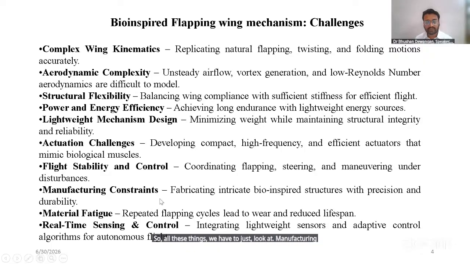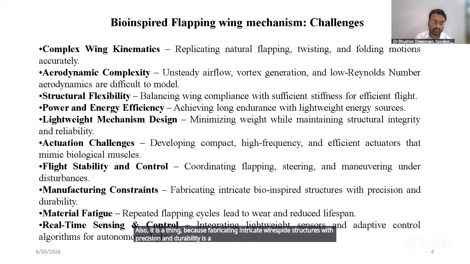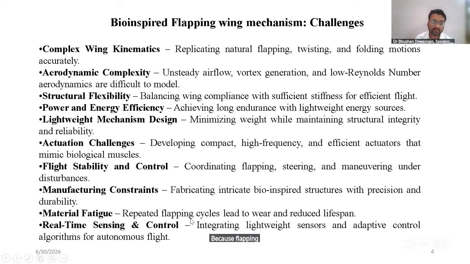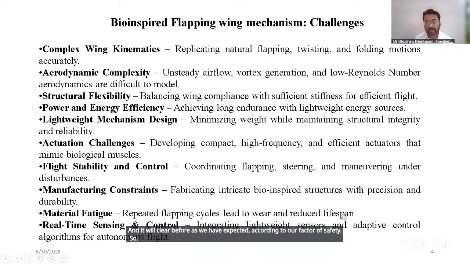Manufacturing constraints are a factor, because fabricating intricate wire-spine structures with precision and durability is a must. So we have to look at that also. And material fatigue, because the flapping cycle will work continuously. So there is a chance that it will wear out way before we expected, according to our factor of safety. So reduced lifespan can happen.